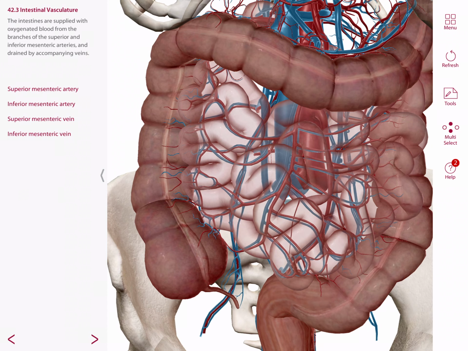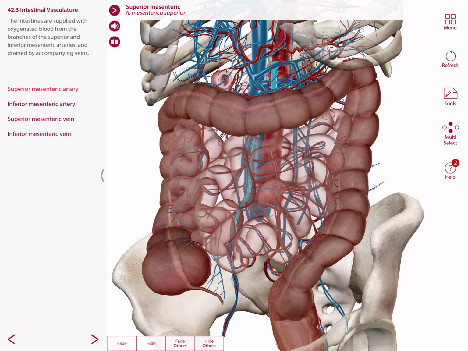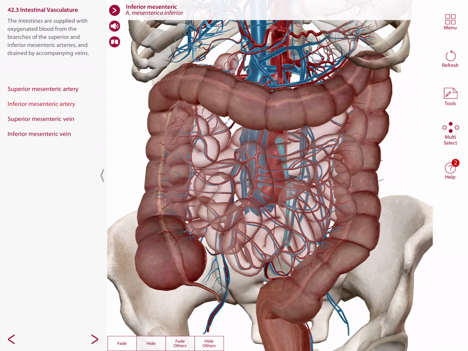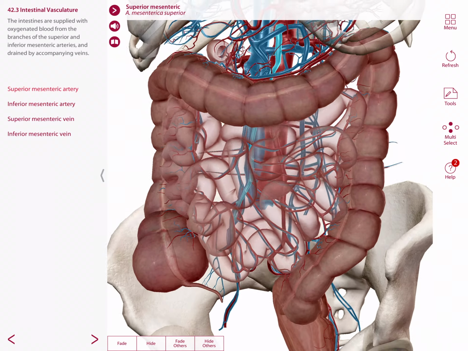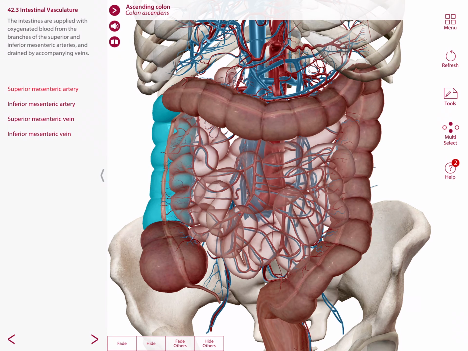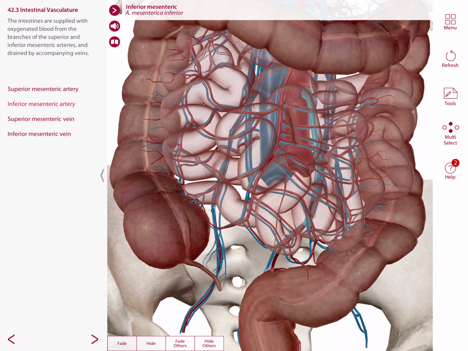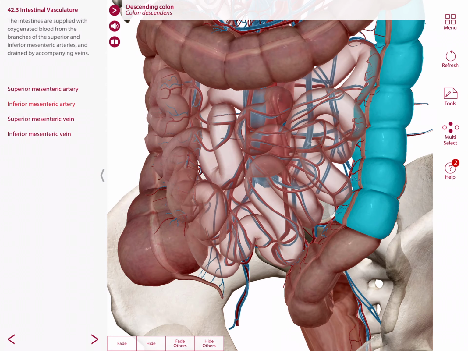To do this, we've got to have blood supply. So to get the blood to there and away from there, we're going to have the superior mesenteric artery, inferior mesenteric artery. Those should sound familiar. So the superior mesenteric artery does the ascending colon and transverse colon. The inferior mesenteric artery supplies the descending colon and the sigmoid colon.